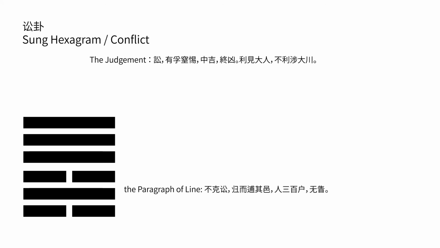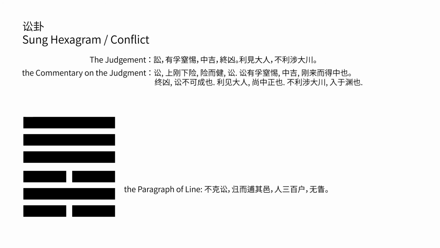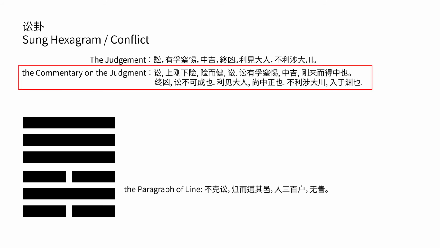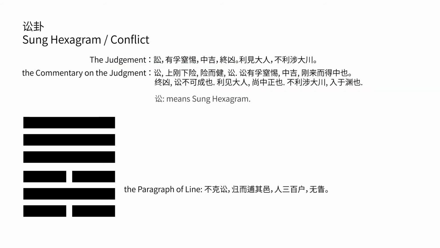Let's take Song hexagram as an example. I have explained the judgment of Song hexagram just now. Let's look at the commentary on the judgment now. It is Song, 上纲下显，显而见。宋，宋有福至替，终极，刚来而得中也。中兄，宋不可成也。立见大人，上中正也。不立涉大川，入于渊也。宋 means Song hexagram.